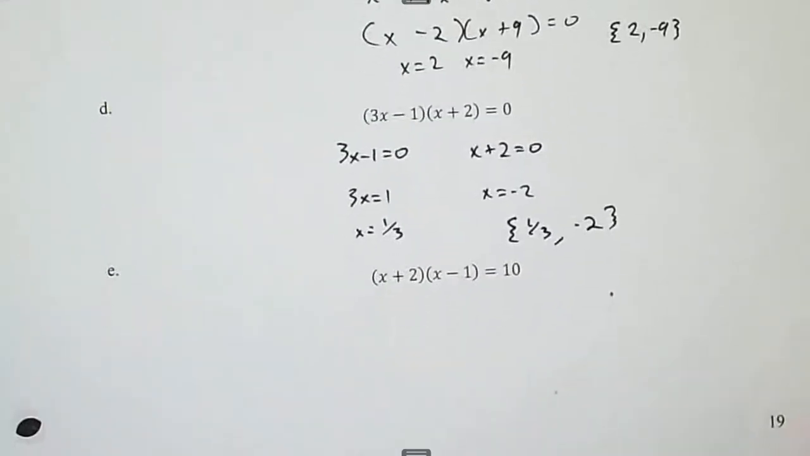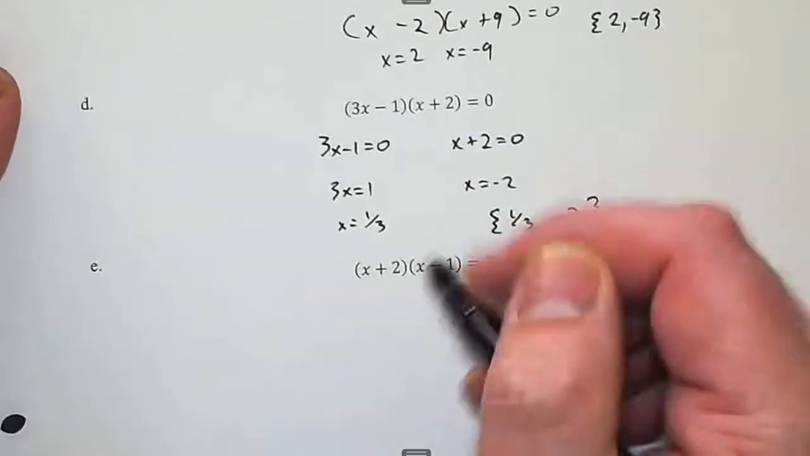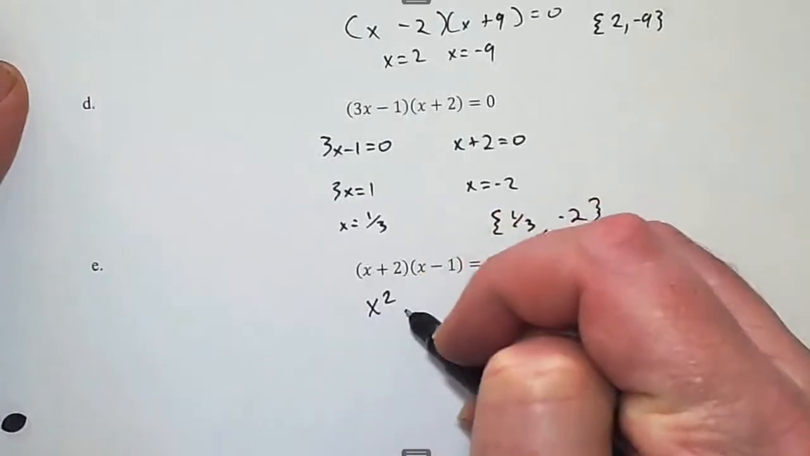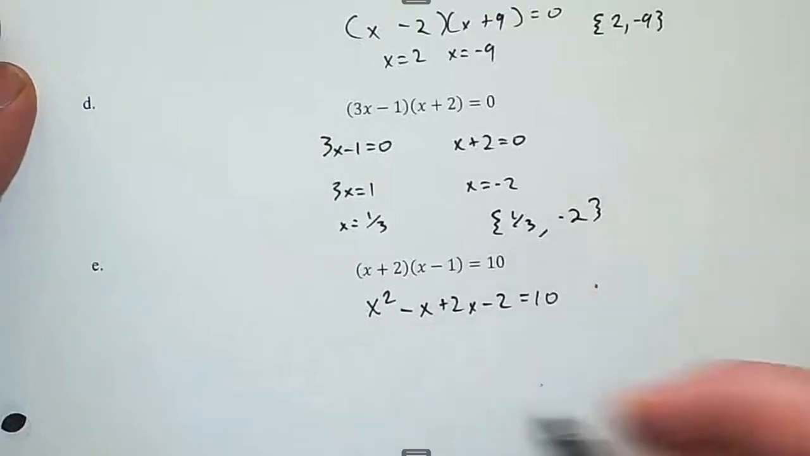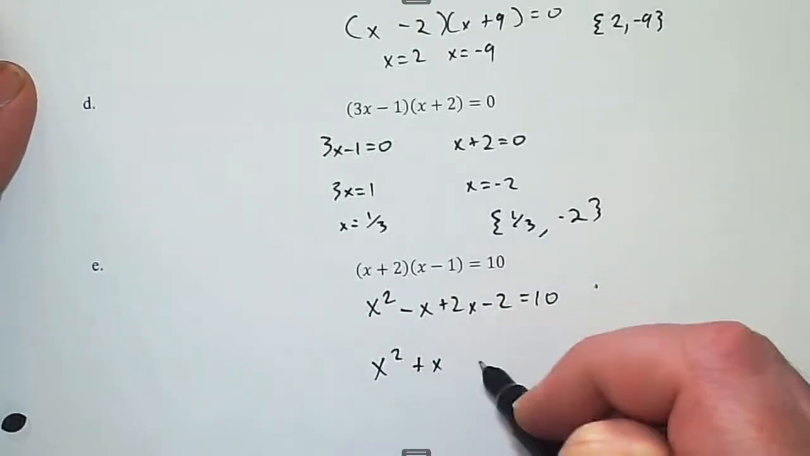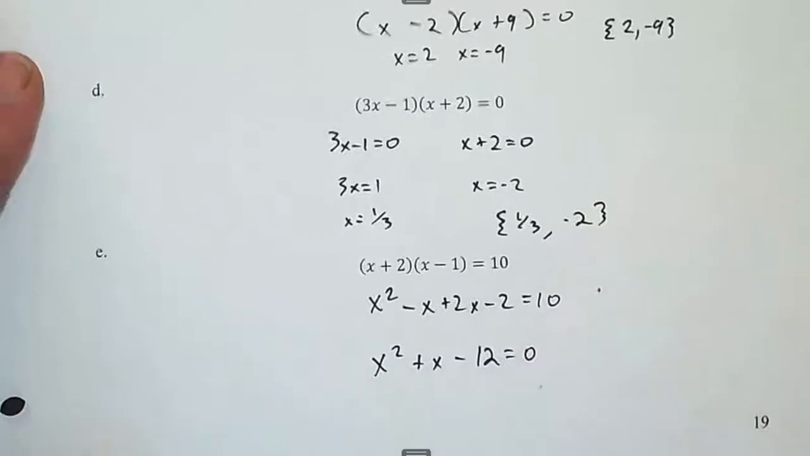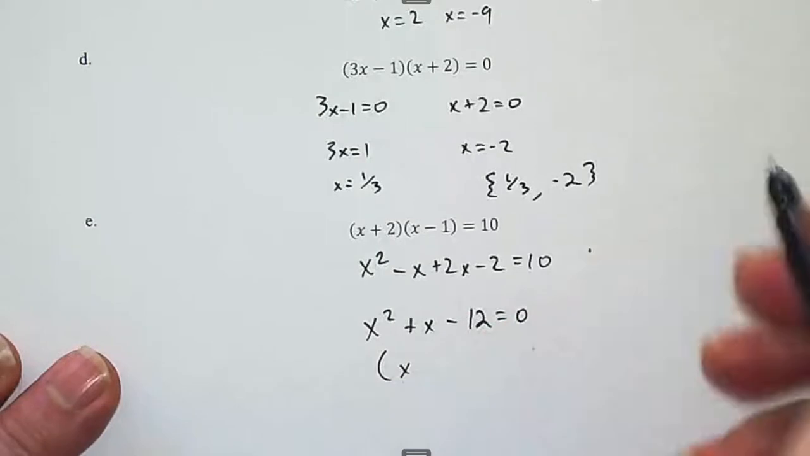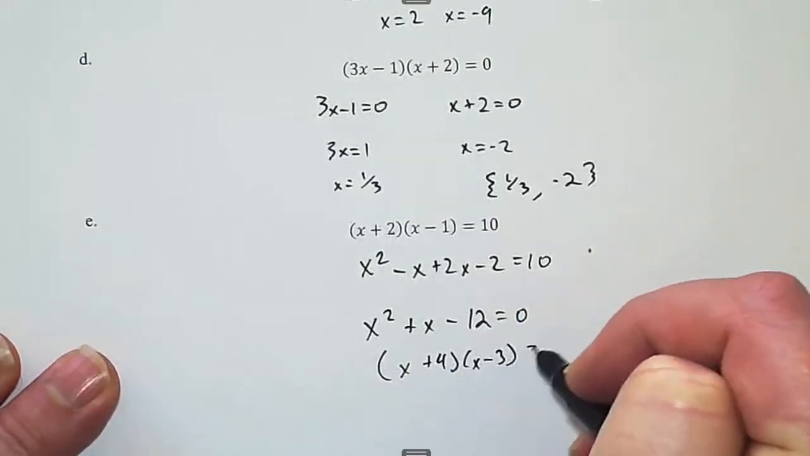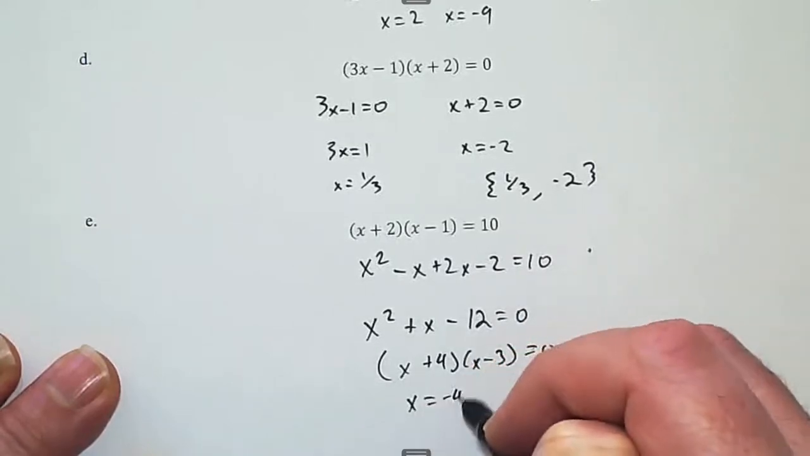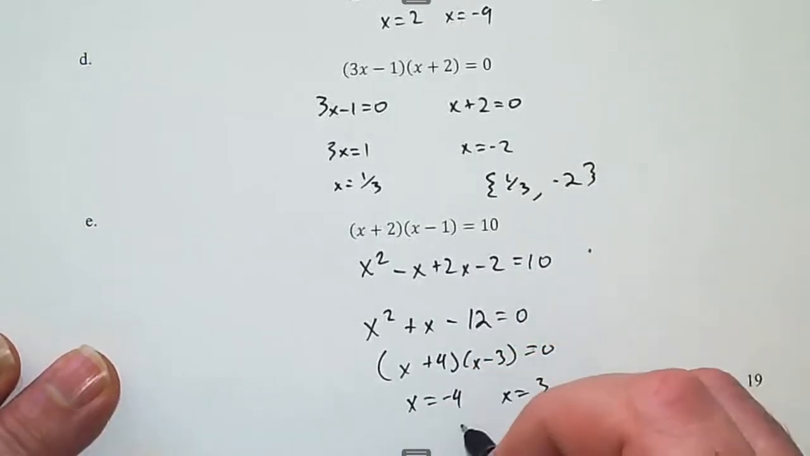All right, on the last one, it's factored, but not equal to 0. So it just does you no good. You got to multiply it back out. X times x is x squared, minus an x plus 2x, then minus 2. So that's x squared plus x minus 12 when I get everything combined and equal to 0. Now I can factor that as x plus 4 and x minus 3. So negative 4 and positive 3.